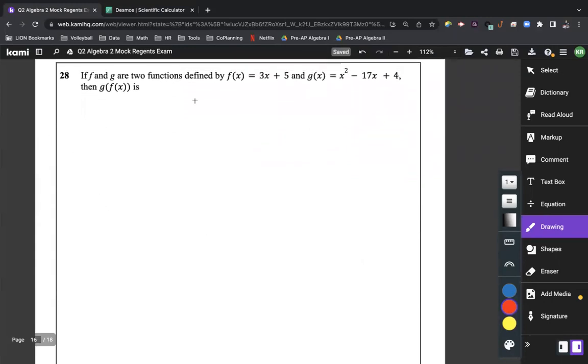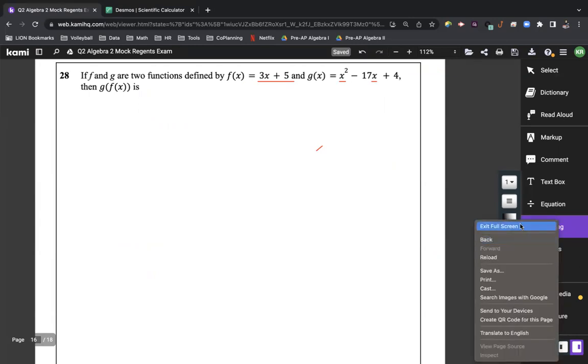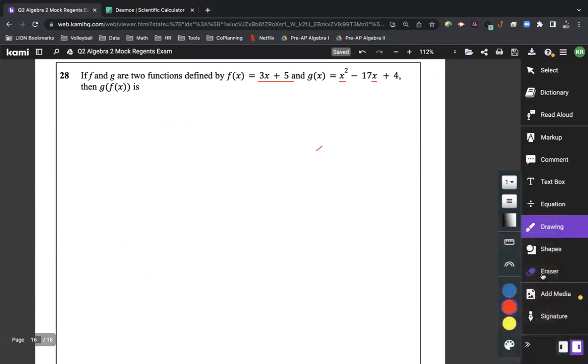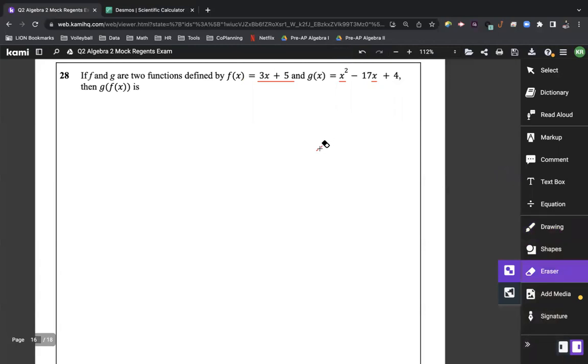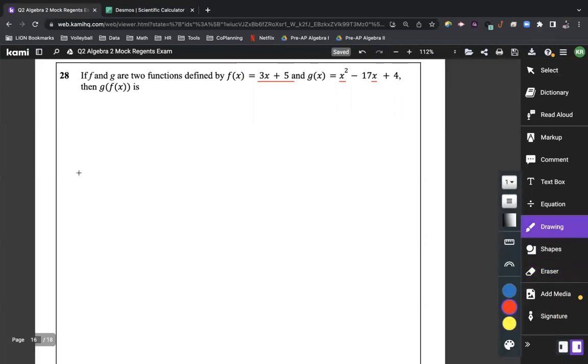If f and g are two functions defined by this, then find g of f of x. Basically, we want you to plug this into this x squared and this x. You're being assessed on your ability to extract it, take it out and put it back in. We went over this a lot in class, so if you were still not clear, you should have come to office hours.